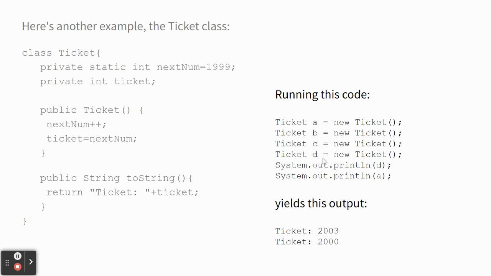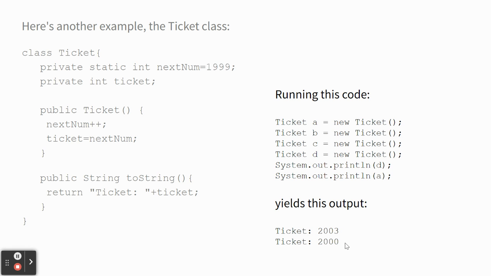Here's another example with a ticket class. I'm saying the next number of the ticket is 1999. And here we're just adding 1 to the next number before we use it in the class. So there's no rule that says you have to change it after you use it. But since it's adding 1 to it before it uses it, it's 2000, 2001, 2002, 2003. So then my code just prints D, which prints 2003, and it prints A, which prints 2000.